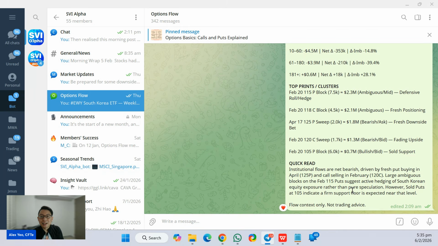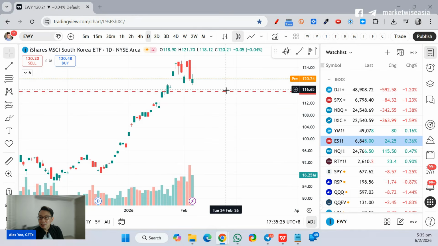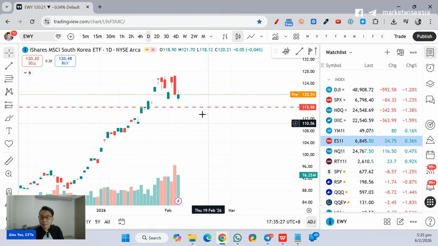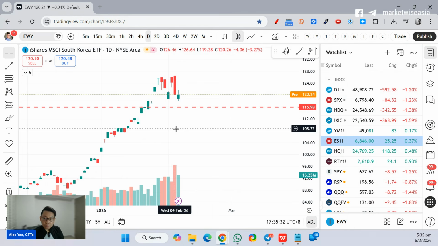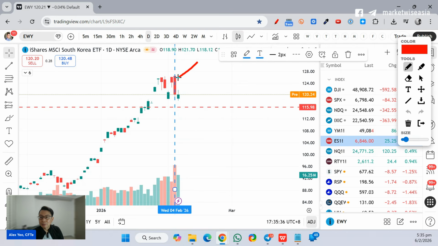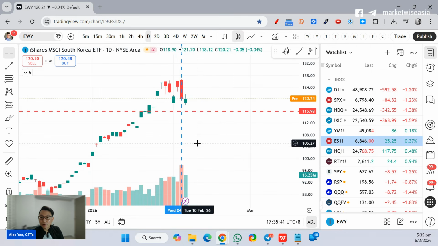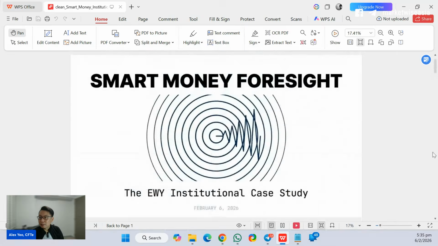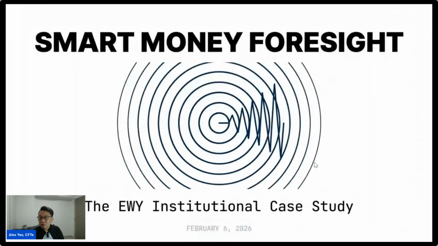Let's head back to the chart here. You can see that at that point in time when I first mentioned it was here, on the 4th of February past midnight. This is the chart of South Korea as of Singapore time, 6th of February, on a Friday, as of now. Let's head back to the slides just to share a view, which I mentioned already.